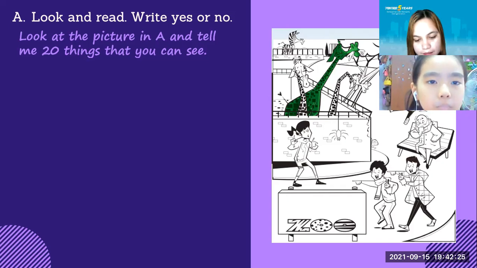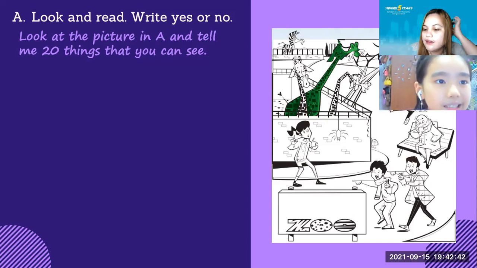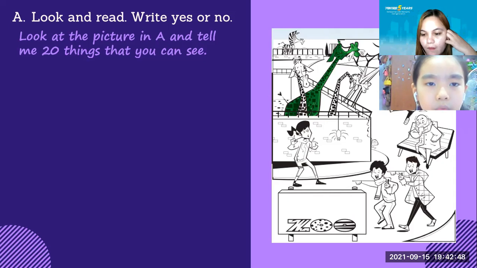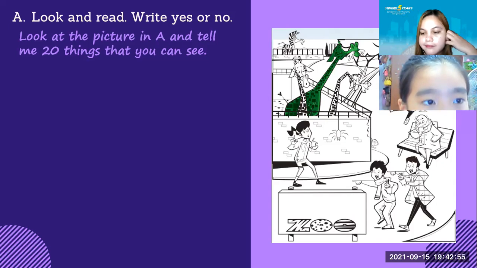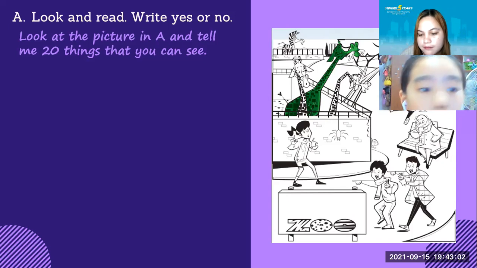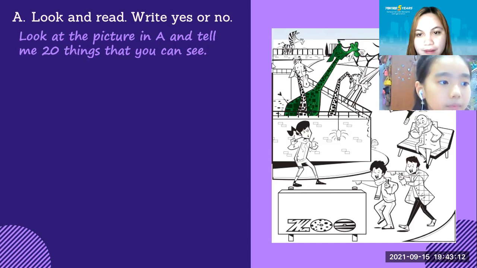Again, what's that? Jumping rope, skipping rope. Yes. Okay. That's 19. One more. Wall. The wall? Yes. Okay, very good. That's already 20. Very good.